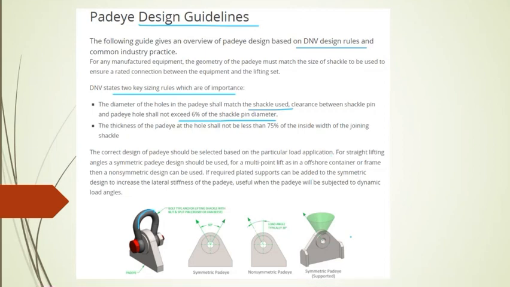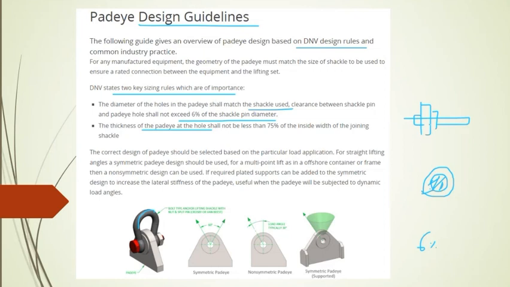So at this location we have the padeye hole and sling pin, the shackle. So the clearance between the shackle pin and this padeye hole should not exceed 6% of the pin diameter. The clearance should not go more than 6%, and the thickness of the padeye hole shall not be less than 75% of the inside width of the joining shackle. So when we take a cross section here, this will be the main plate, and cheek plates also will be there.